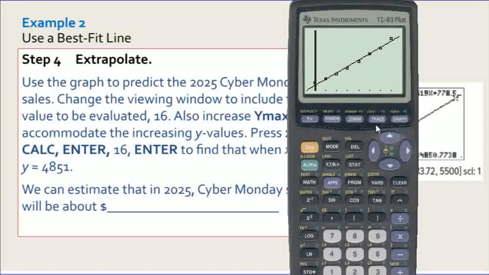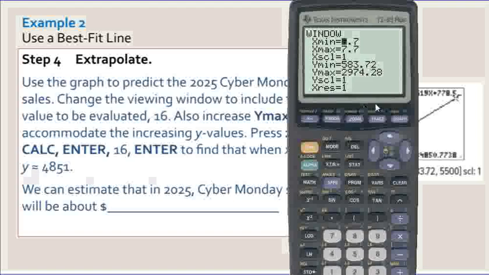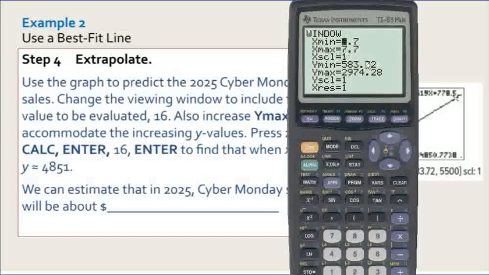So the first thing we need to do is see what our Windows settings are. The X max, we have to increase that one. So I'm going to make this 30. And then the X scale, I'm just going to count by fives.